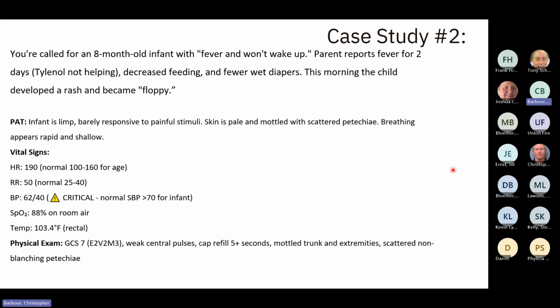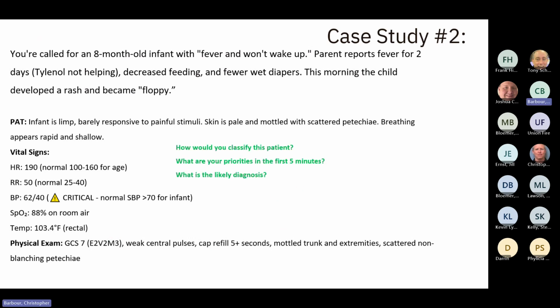Case study 2, 8-month-old, fever, won't wake up. Report fever for 2 days, Tylenol not helping. Decreased feeding and fewer wet diapers. Child developed a rash and became floppy. Well, barely responsive to painful stimuli, that would definitely kick up mine. Scattered petechiae, and the breathing appears rapid and shallow. None of these vitals look good. And weak central pulses, 5 on the cap refill.